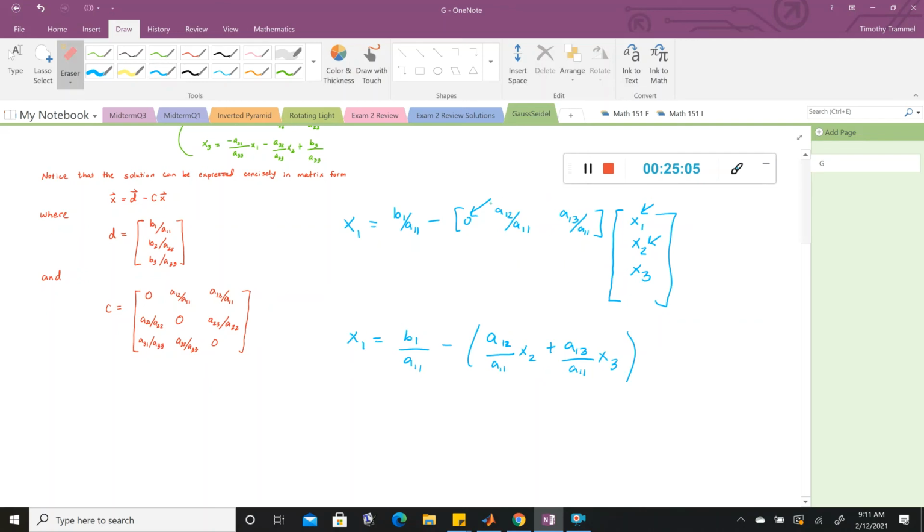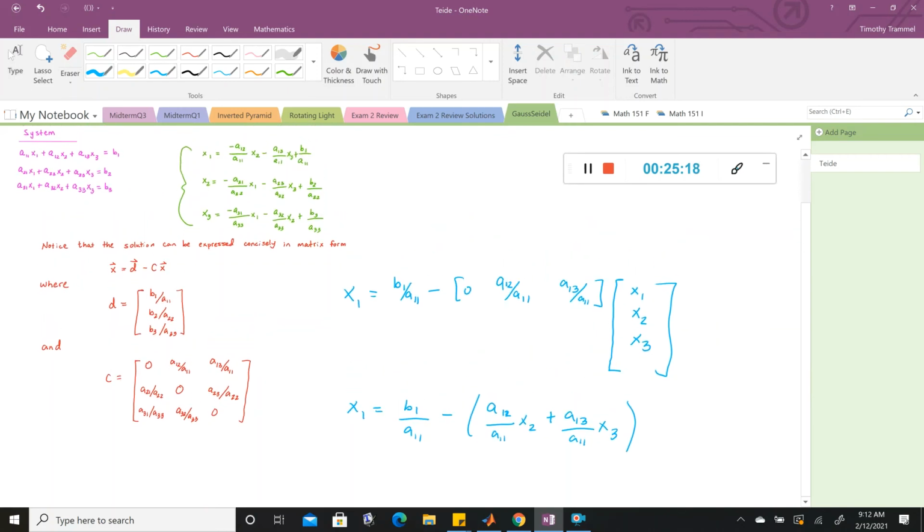Okay, and notice again, this matches, if I move this up, it'll match our green equation that we have up there. Let me go ahead and move that up. Right, you can see the B1 over A11, the minus A12 over A11 x2, and plus, well, actually it'll be minus, right, if I distribute that negative, minus the A13 over A11 x3.